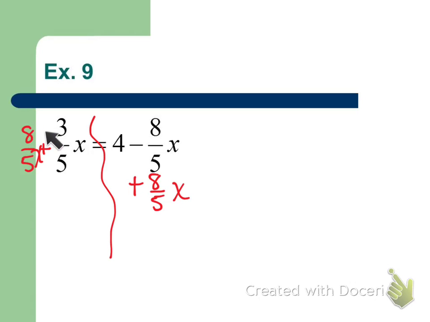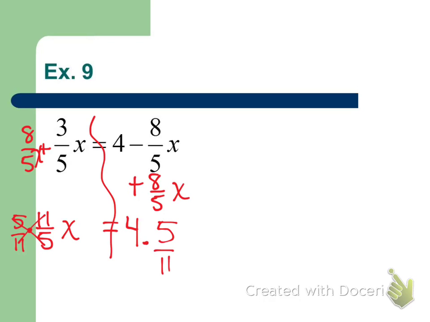8/5 plus 3/5. We just add the numerators. What do we get? 8 plus 3? No. 11/5. 11/5 x equals 4. What do we do to get rid of a fraction in front of our variable? Multiply by the reciprocal. All right, so we're left with x equals, what's 4 times 5? 20 over 11. Just leave it like that. That doesn't simplify, so we'll leave it alone.